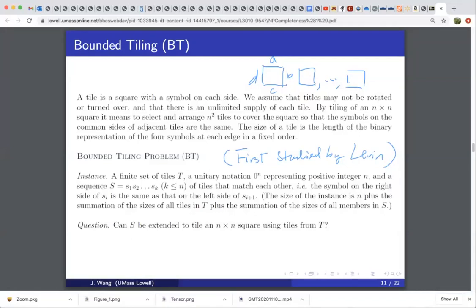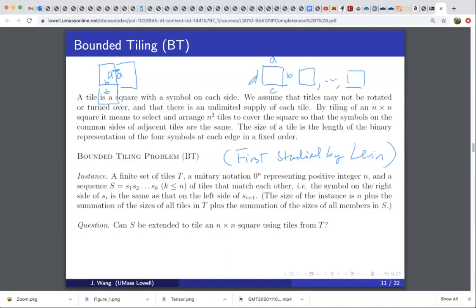In other words, if I have a tile, the first one, whose right hand edge has a symbol A, and the tile on the right has a left edge with symbol A, then they can be put together. Likewise, if this is B and this is B, then I can put them together. Okay, so that is how we can lay these tiles.